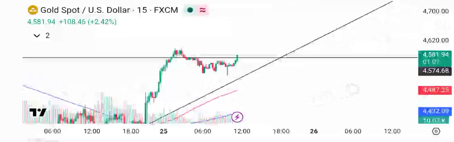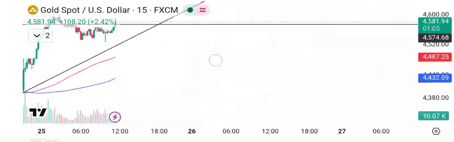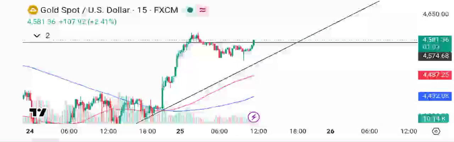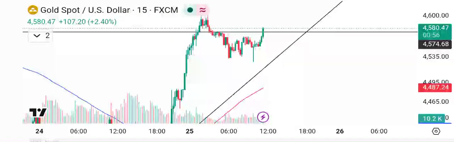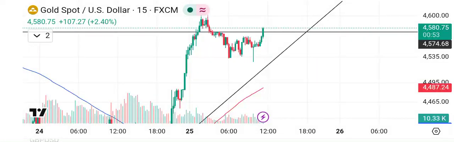We can see that price mitigated this fair value gap which we have here. You can see a weak rejection here. This weak rejection indicates that the price is rejected, that is, the buyers are strengthening. So there was a liquidity sweep here.